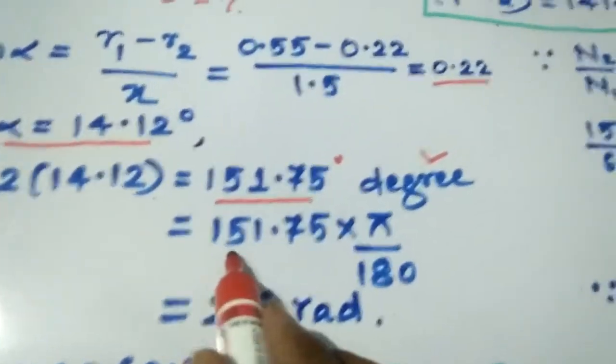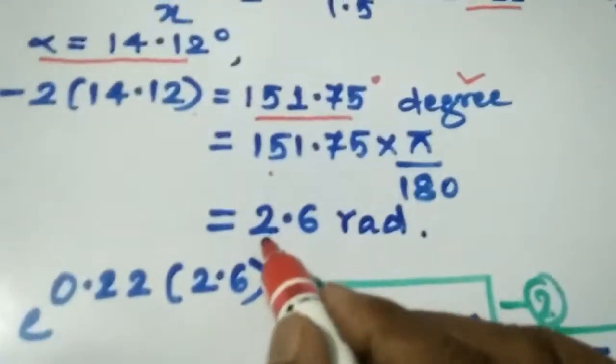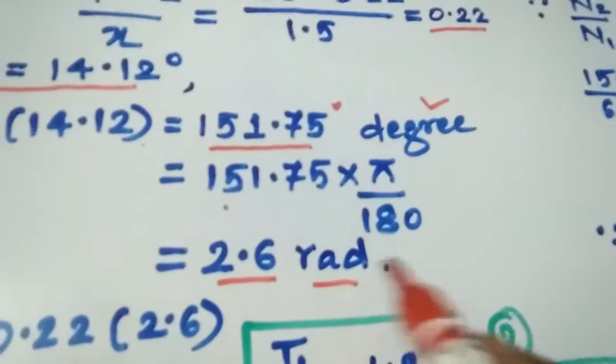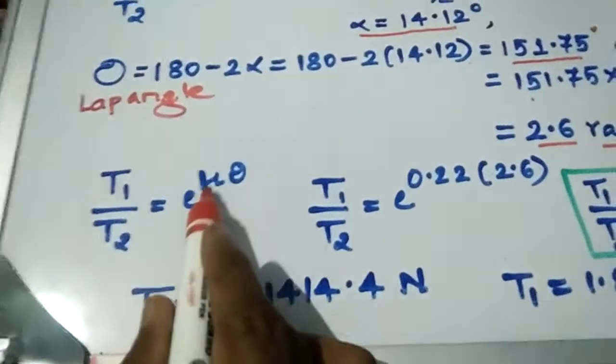Then you have to convert it to radian. You have to multiply by pi by 180. You will get 2.6 radian. Okay. Then once again, you have to put it in this formula: T1 by T2 equal to e raised to mu theta.